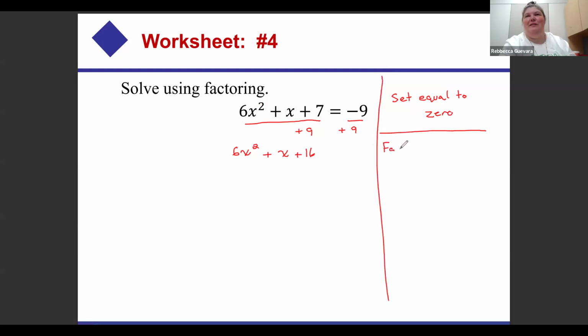So we need factors of our AC, so that'd be the 6 times 16. Let me find that again, 6 times 16, which will be 96. And we want the sum of those factors to be that positive 1 here.